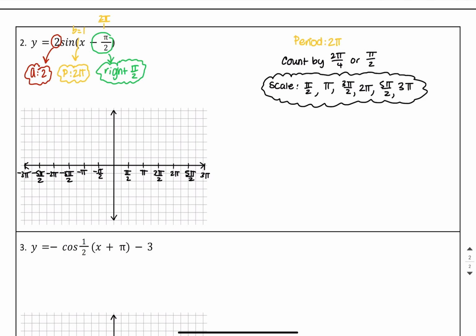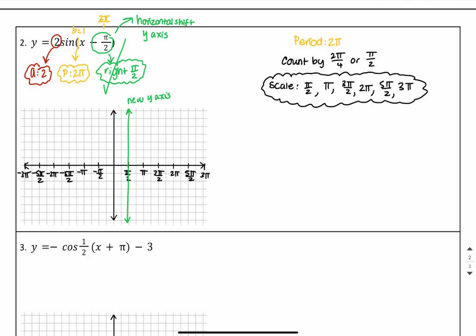From there, I'm going to draw my new x and y axis based on my vertical and horizontal shifts. I only have a horizontal shift here. So because I only have a horizontal shift, only my y-axis is going to change. My new y-axis will be right pi over 2, which will be right here. This is my new y-axis. And that's going to help me make sure that I change every point to the right pi over 2 in the easiest way possible.